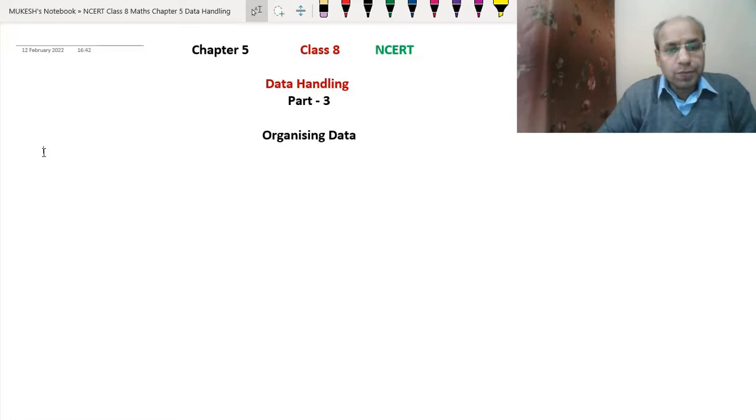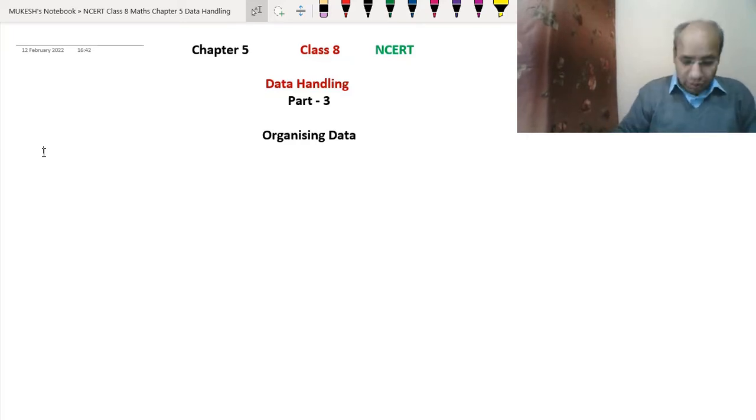So now we will do organizing data. In the last video, we did the graphs. We drew the bar graphs, double bar graphs, and the pictograph. Now, how do we organize the data? See, we can get data in many forms. Mostly we get data in number form or name form. But for whatever meaningful inference we want, we have to organize data according to our need. Unless we organize the data, it is nothing. It is raw data.